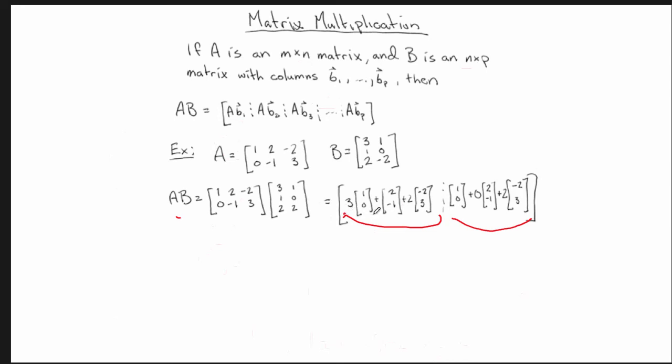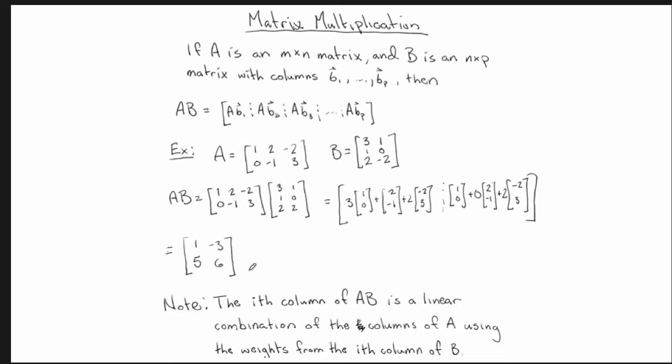And you can see that the 3, 1, 2 comes from this 3, 1, 2, and 1, 0, 2 from 1, 0, 2. So I just worry about this vector times the matrix, and then this vector times the matrix. And if I add those up, just like I did when I was talking about the product AX, this is 1, 5, and this adds up to negative 3, 6.